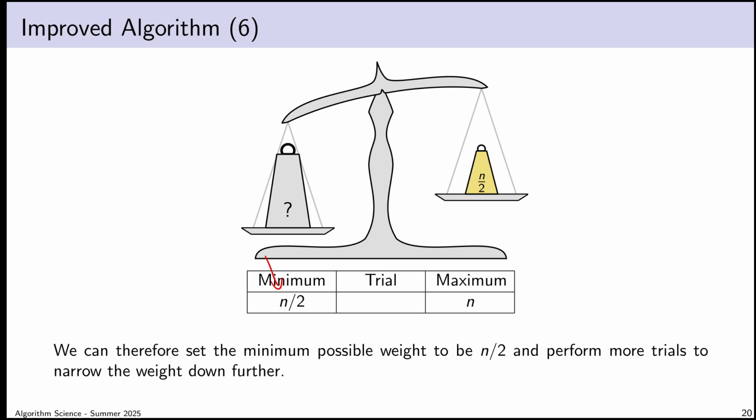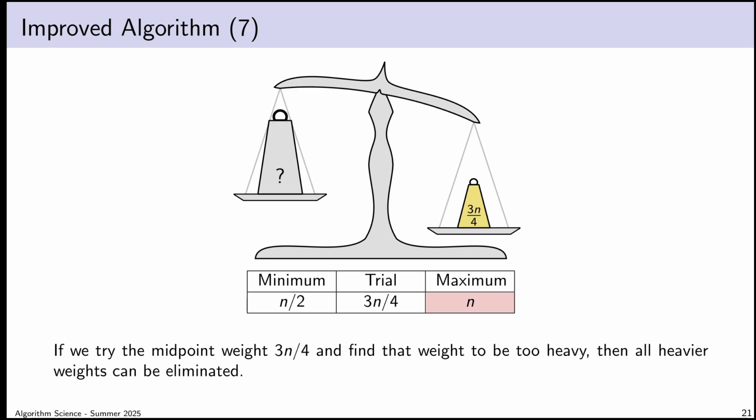Okay, so now I've ruled out half of my possibilities. So what do I do next? Well, what I could do is just repeat the same process. I could now try the midpoint of n over 2 and n, which would be 3n over 4, which I think the slide agrees with. There it is. And we discover, suppose, that 3n over 4 is too heavy. Well, if that's the case, then everything greater than 3n over 4 is also too heavy, so we can rule all of those out. That is half of the remaining possibilities.